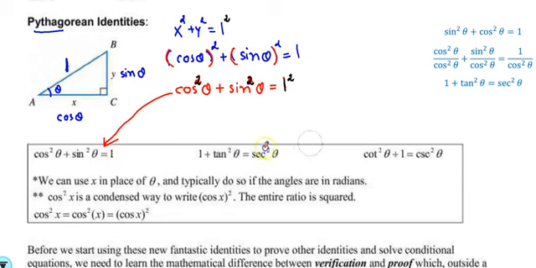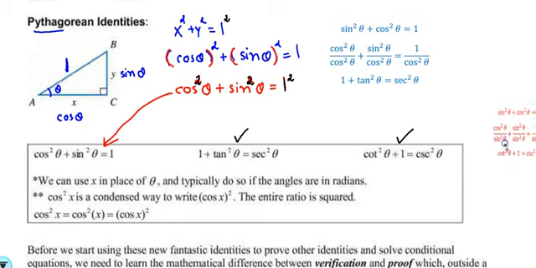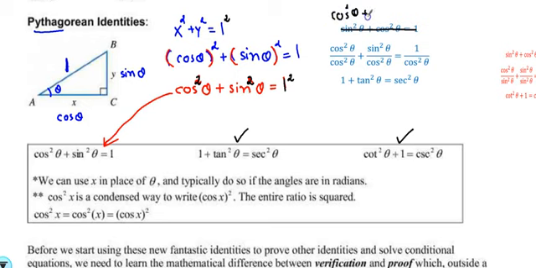Okay, there are 3 Pythagorean identities. Where do the other 2 come from? The other 2 come from modification of this. Let me show you the first one. If we know cosine squared theta plus sine squared theta is equal to 1, let's say we divide each term by cosine squared.